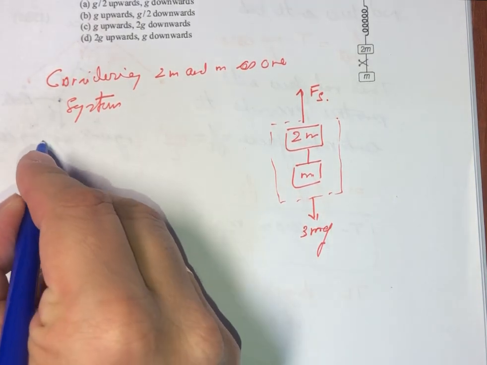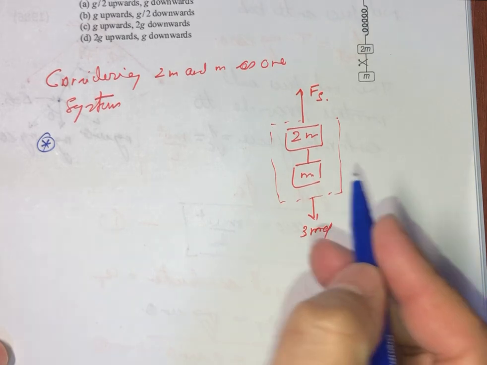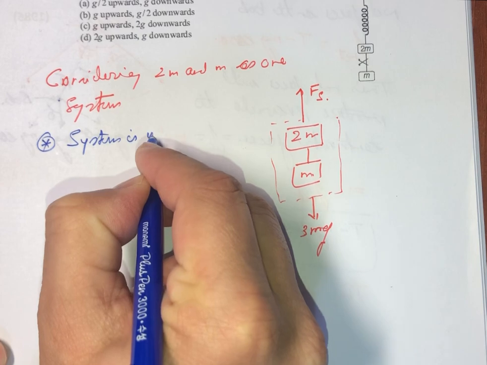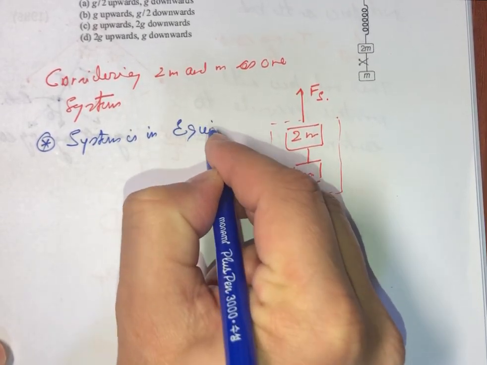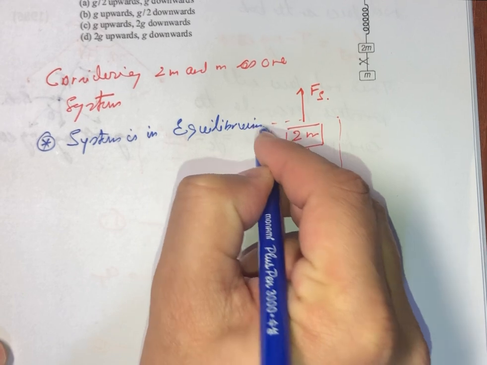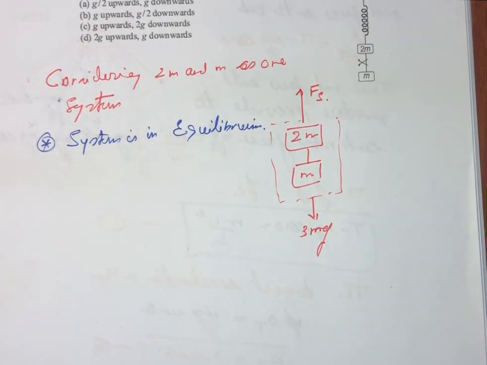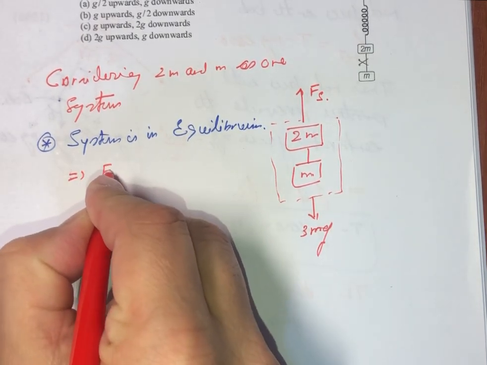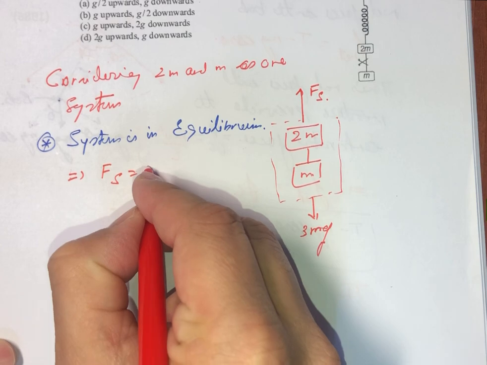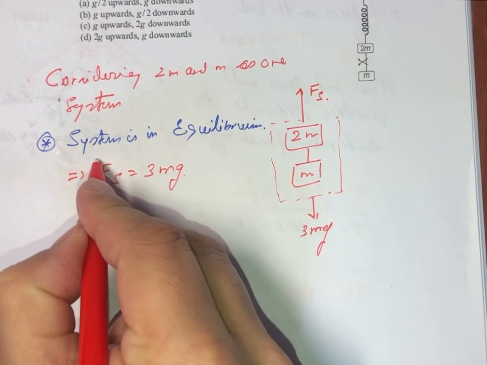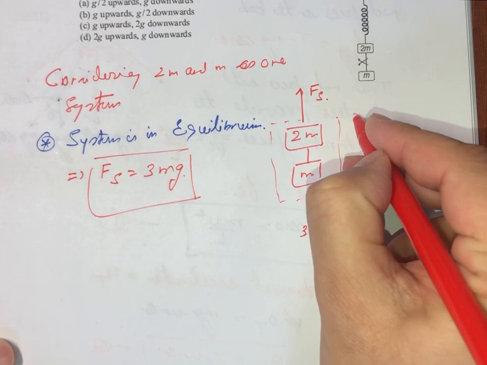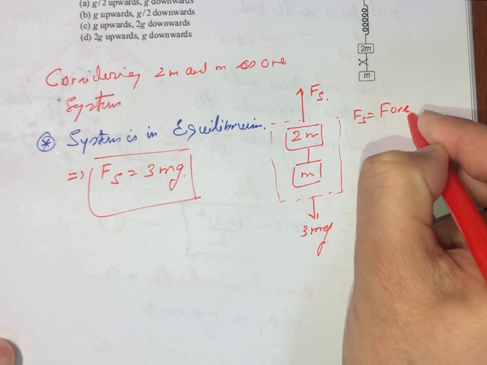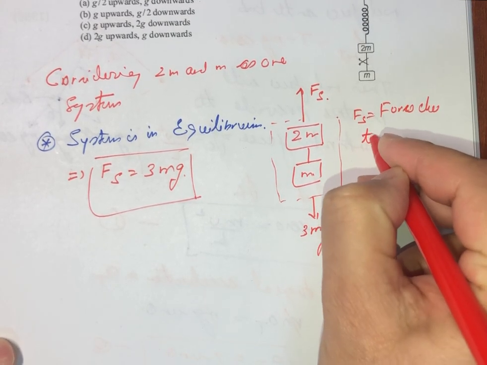It's given that the system is in equilibrium. Under this condition, the downward force will be equal to the upward force. So we can say that the spring force will be equal to 3mg, where Fs is the force due to the spring.